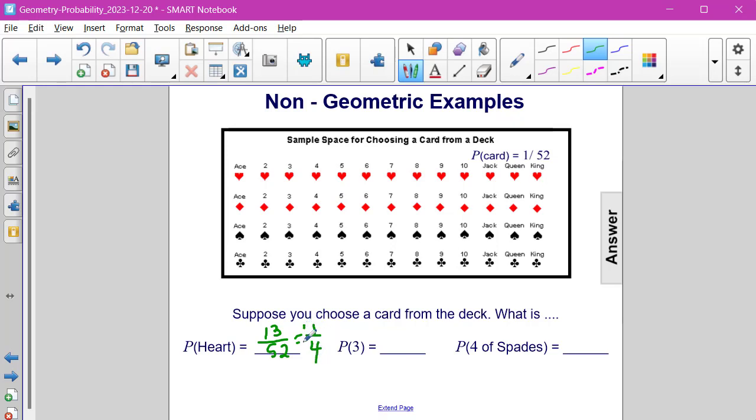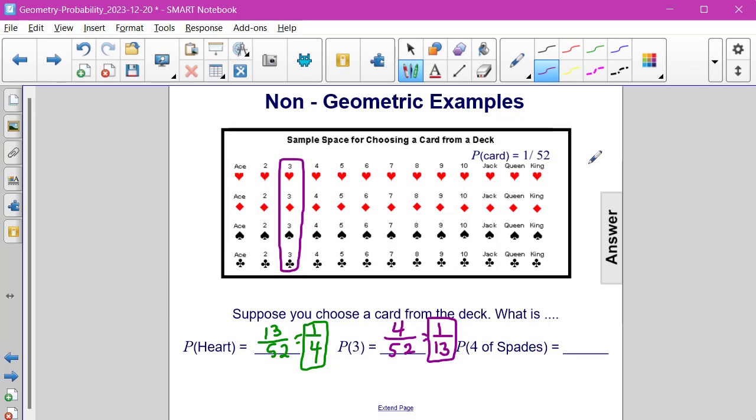You could also write the final answer as a decimal, which is 25 hundredths, or as a percent, which is 25%. Now, what's the probability of selecting a 3? Well, here are all of our 3s, and there are 4 of them, so our numerator is going to be 4, and our denominator is going to be the total number of cards in a deck, so that's 52, and we can reduce this to be 1/13.